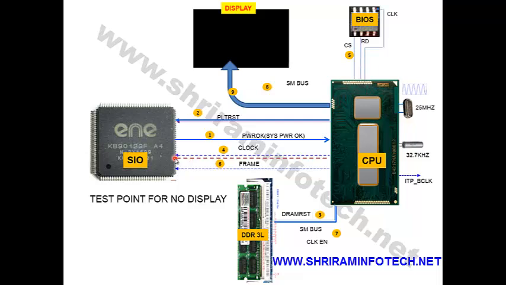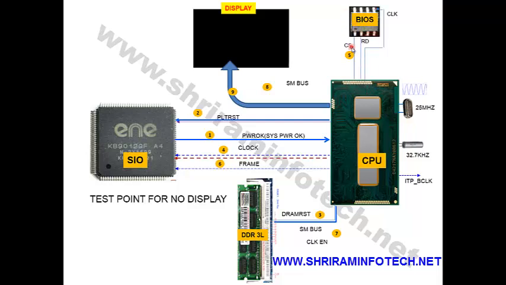You can't check on the multimeter. So if the 33 megahertz is coming on the LPC clock, then that means the CPU generated the clock and the clock section is working fine. Clock section is okay. The next step: once the clock is generated, the processor starts working and accesses the BIOS.